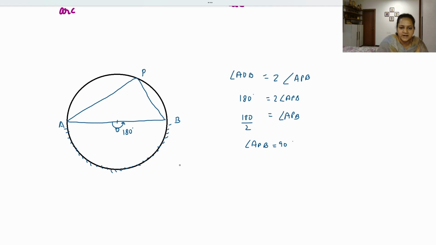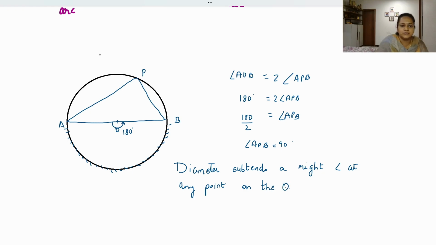We know the property that a diameter subtends a right angle at any point on the circle. You take the point anywhere. Say if I take a point here, then still this angle is going to be 90. If I take a point here, still it is going to be 90.